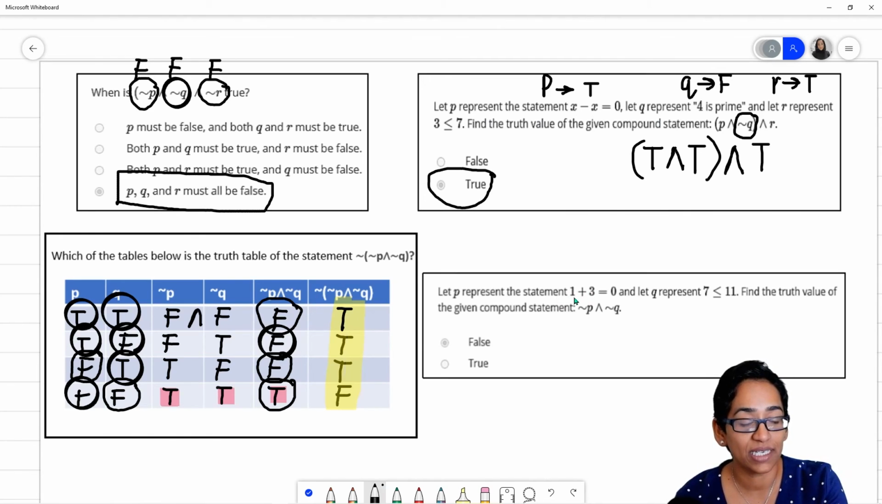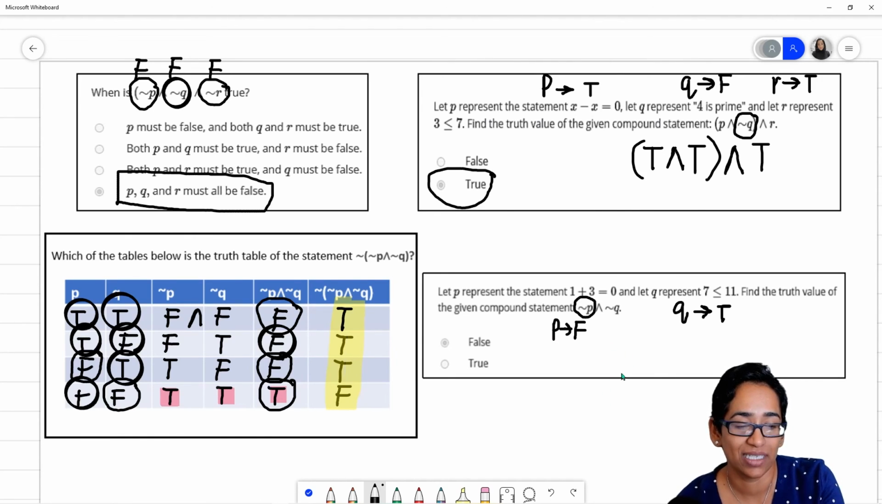Let P represent a statement 1 plus 3 is 0. Is 1 plus 3 0? I don't think so. So P is false. Let Q represent a statement 7 is less than or equal to 11. True? Q is true. Now find the truth value of not P and not Q.